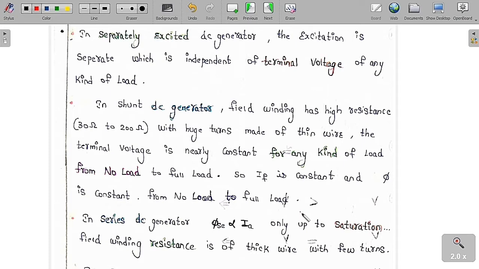So the DC shunt generator has a field winding with a huge amount of resistance, like 30 to 200 ohm. It has a large number of turns, meaning large length, and thin wire, meaning less area. So R is equal to rho L by area. As L increases and area decreases, the resistance increases. From no load to full load, the terminal voltage is almost constant. As terminal voltage is constant, IF is constant, so flux is also constant from no load to full load in this DC shunt generator.